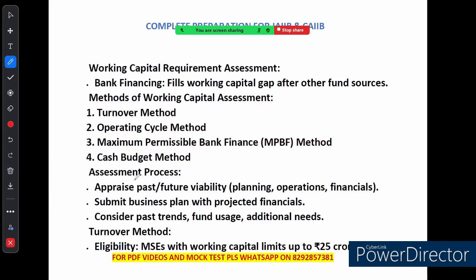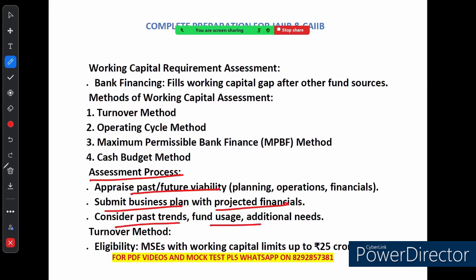But before banks lend any money, they need to understand the business. Here is what they do, which is called the assessment process. They check if the business has been successful in the past and they look at the future plans. The business submits a detailed plan with projected numbers like how much money they expect to make and spend. Banks also review trends in how the business has used funds before and if it might need more money going forward.